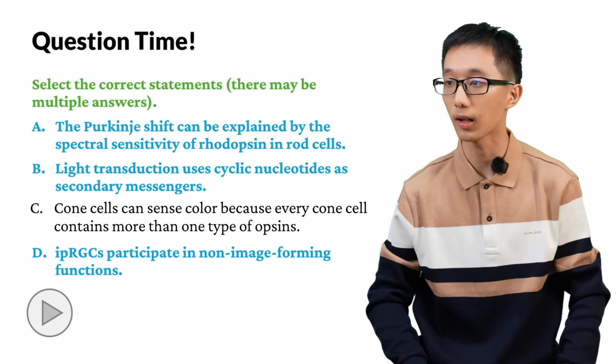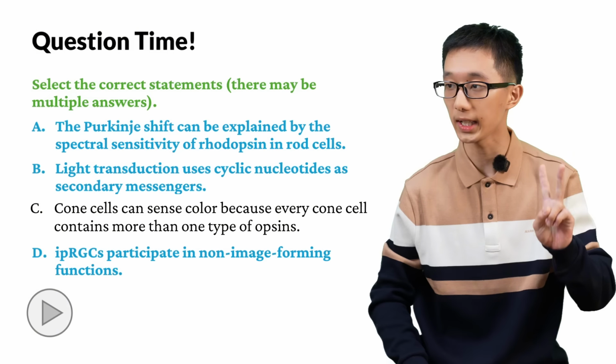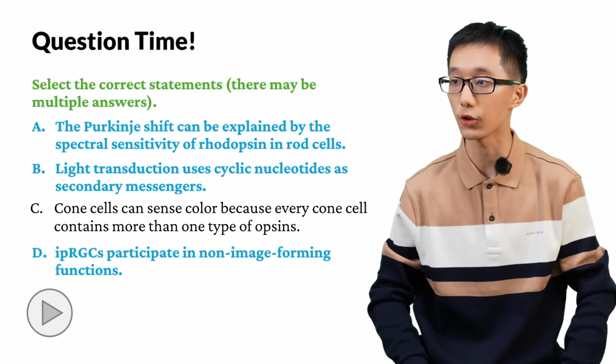The correct answers are A, B, and D. Why is C wrong? Well, cone cells can sense color not because every cone cell contains more than one type of opsin, but rather because there are several types of cone cell. Each type of cone cell contains one specific type of opsin, but these opsins differ between types of cone cells. There are cone cells for red, green, and blue color sensation.